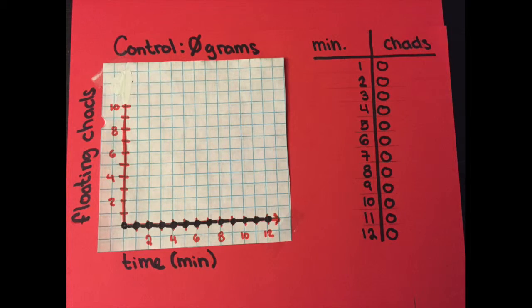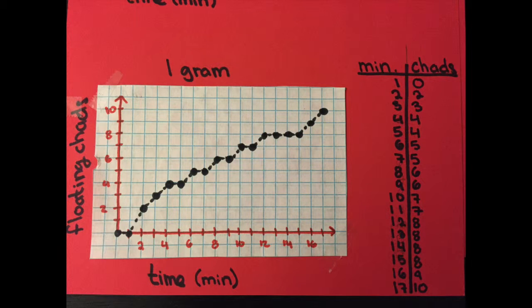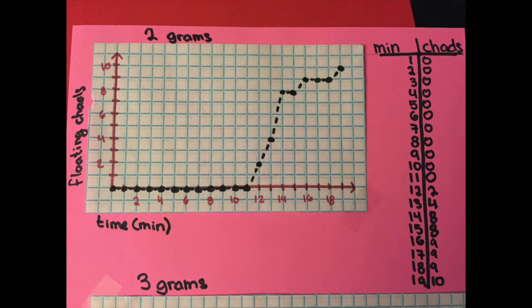This was the control group, and as you can see, nothing has happened. This was the data for 1 gram of baking soda. It had a pretty constant rate of photosynthesis. For the 2 grams, nothing had happened for the first 11 minutes, but then it quickly spiked up for the rest of the 5 minutes.